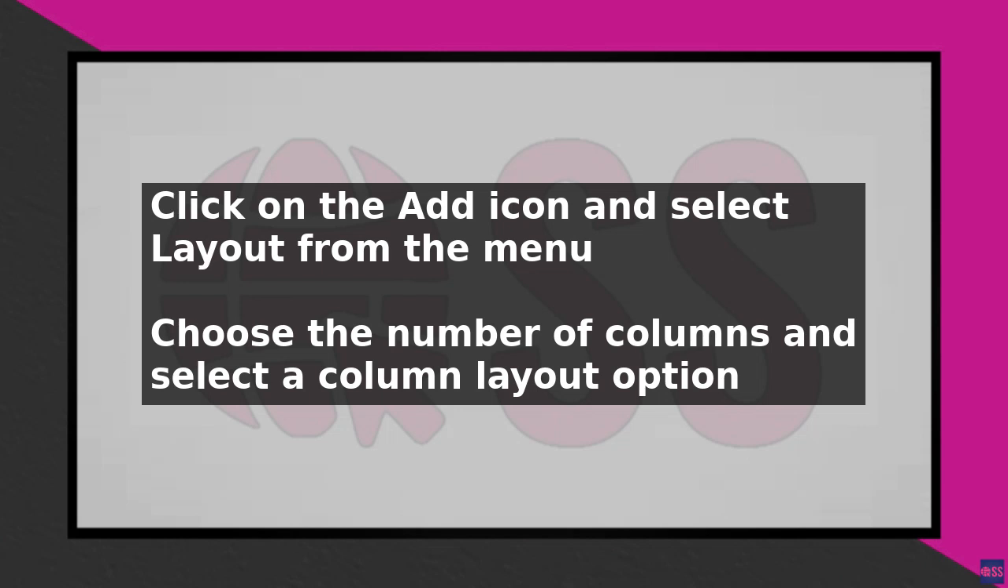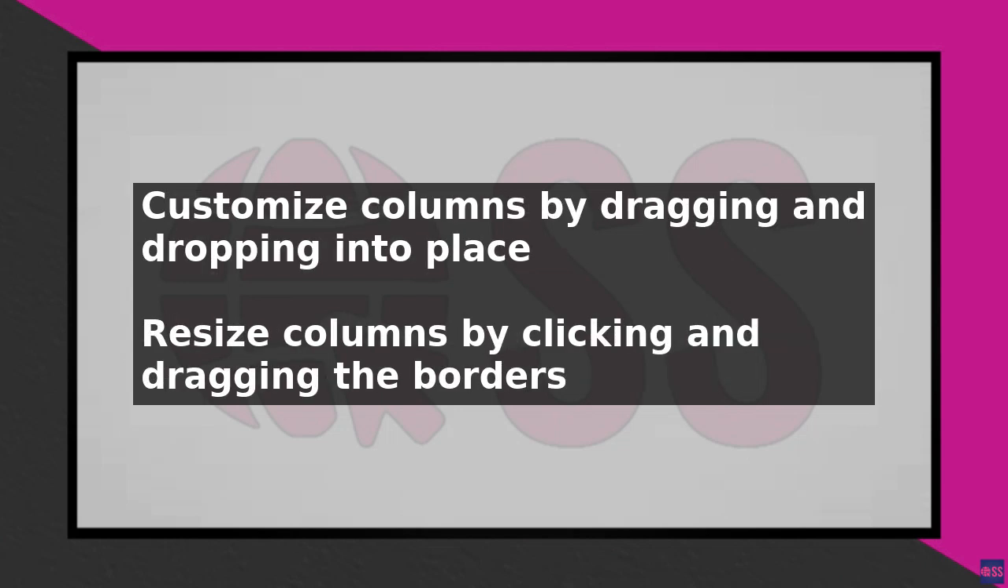You can also add columns to a specific section of your website, such as a header or footer. To do this, click on the section where you want to add the columns and select the Columns feature. Then, follow the same steps as before to add and customize your columns.